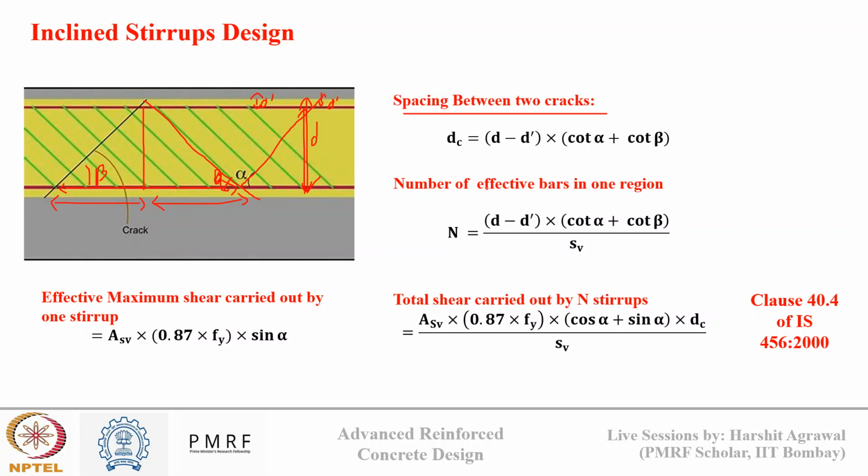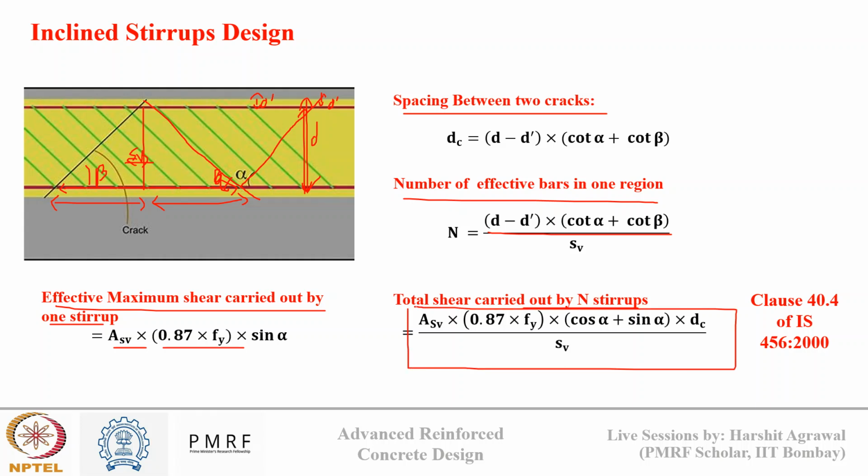Okay, so the effective number of bars in this region will be this length upon the spacing between the bars, this spacing sv. This will give me the effective number of bars which are resisting one crack. Now the maximum shear carried by one stirrup we can write as Asv times 0.87 fy times sine alpha. So the total shear carried by n number of stirrups we can write by this formula.